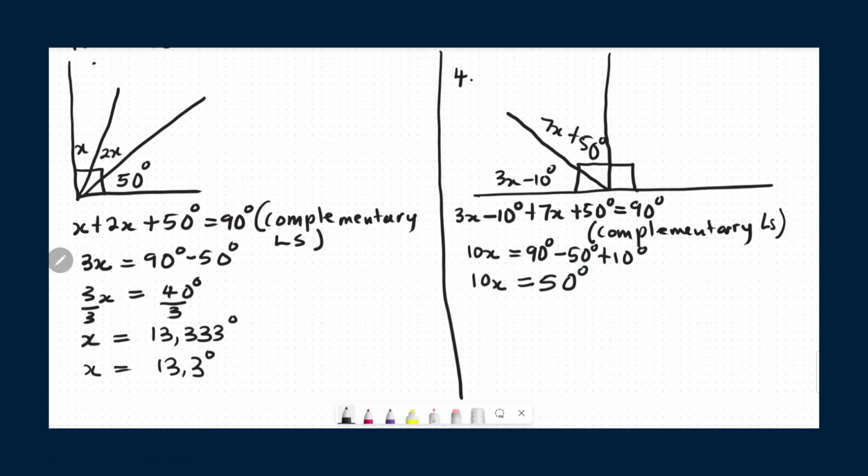So that means we're looking for x, so divide by 10. So x is equal to 5 degrees.